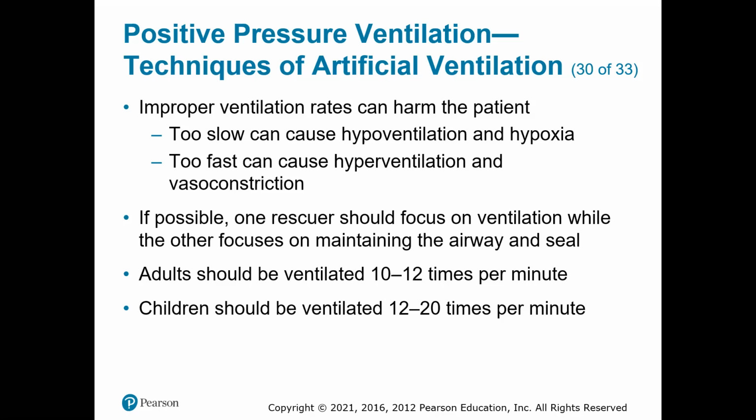You guys will learn about end tidal CO2, and you will base these values off of the end tidal. So you might have to go with the higher end. Maybe you have to go to 12 times per minute. Maybe with kids, you need to slow down to 12 times per minute. So too fast can cause hyperventilation and vasoconstriction. So remember, there is a reason we don't want to hyperventilate or hypoventilate.